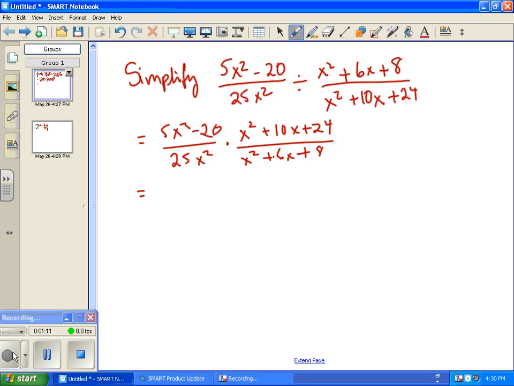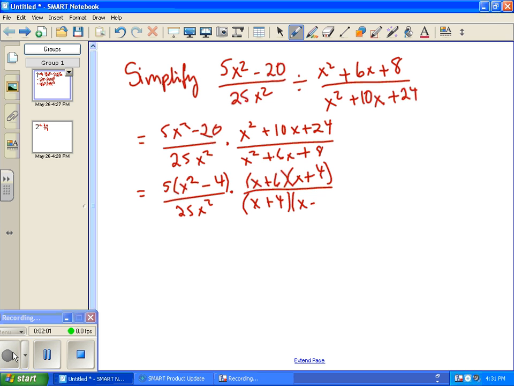So in the first fraction, we have 5x squared minus 20. 5 factors out. So I'm going to write it as 5 times x squared minus 4, over 25x squared. Now the second fraction, the top and bottom is factorable, so we're going to factor that as x plus 6 and x plus 4 on top, and on the bottom it's x plus 4 and x plus 2. Now already at this stage some stuff cancels. The x plus 4 on top and bottom.